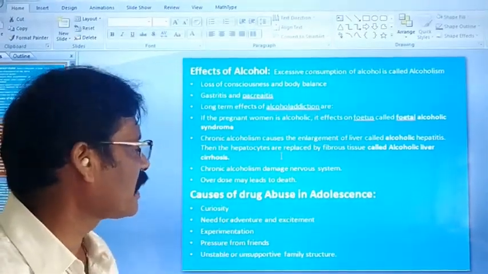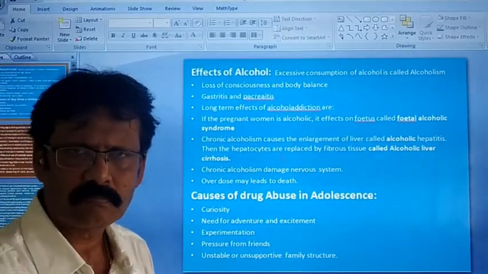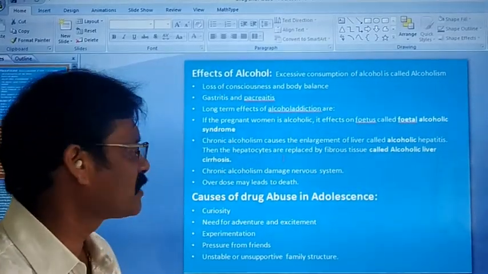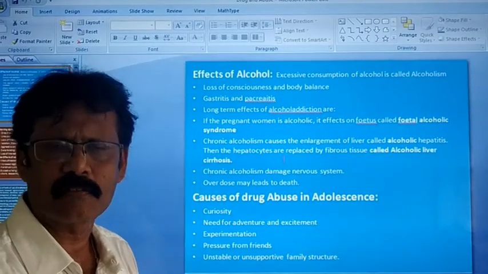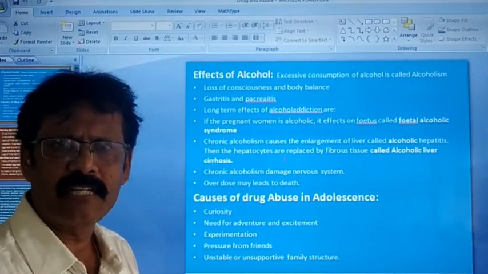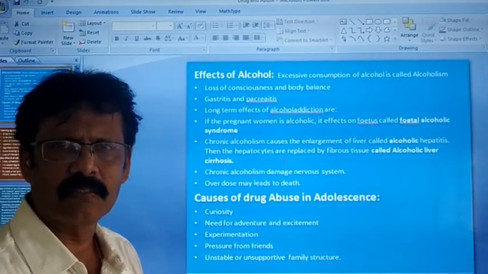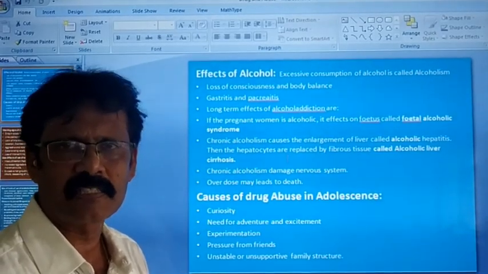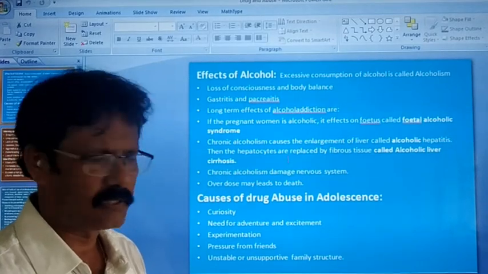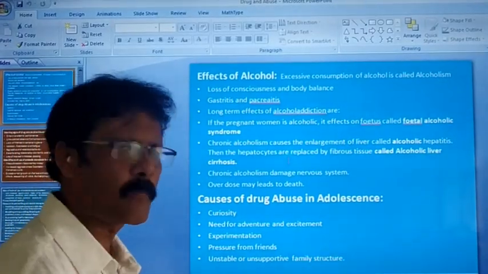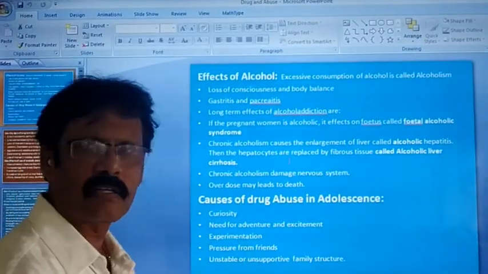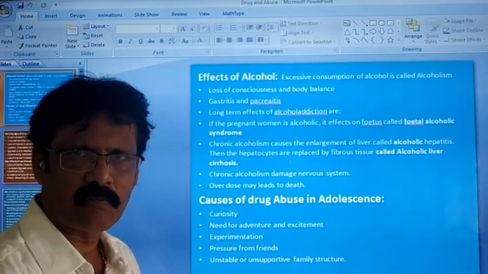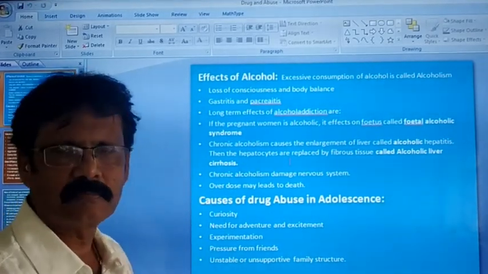Next one, causes for drug abuse in adolescence. Adolescence is the teenage period, between 12 to 18 years of age. It is a transition or bridge between childhood and adulthood. So what are the causes for drug abuse in adolescence? Number 1, curiosity.